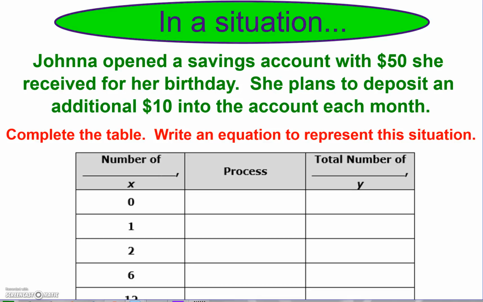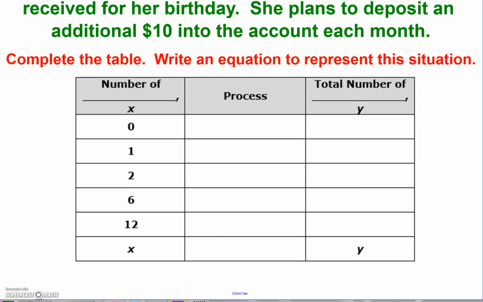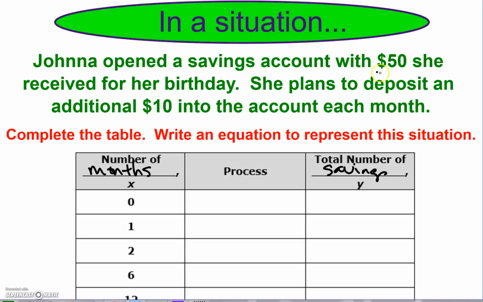So in a situation, Joanna opened a savings account with $50 she received for her birthday. She plans to deposit an additional $10 into the account each month. So complete the table and write an equation to represent the situation. So number of months is going to be your independent variable. Total number of savings. All right, and in this situation, it told you she opened it with 50. So our process is going to be plus 50. And then how many months?